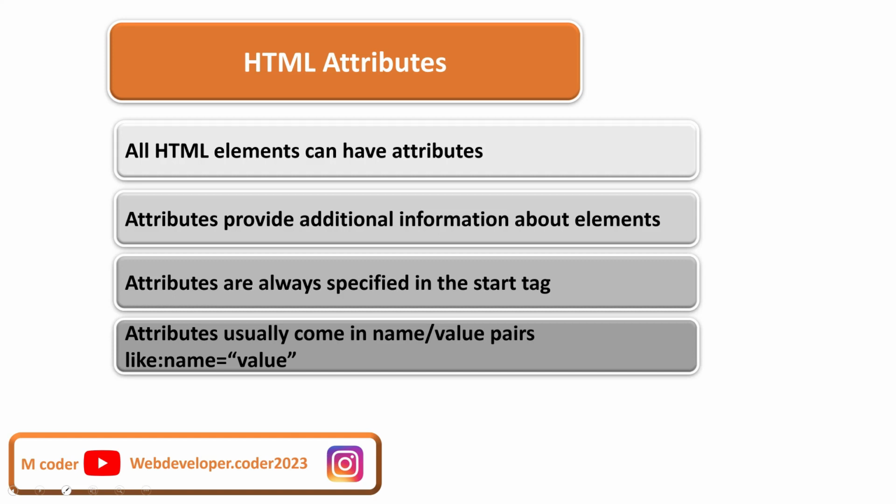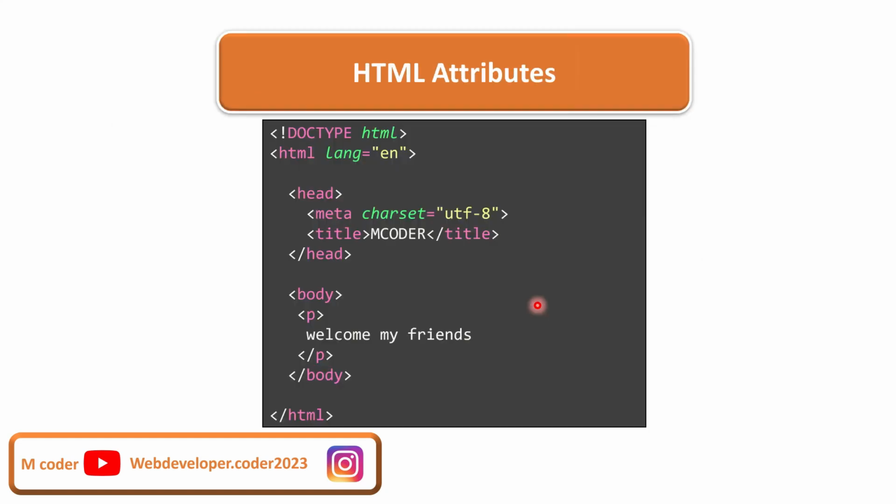What is the attribute of an element? All HTML elements have the ability to have attributes added to them. And we write the attribute in the open tag, or start tag. For example, in the open HTML tag, we write the attribute lang equal double quotation en.